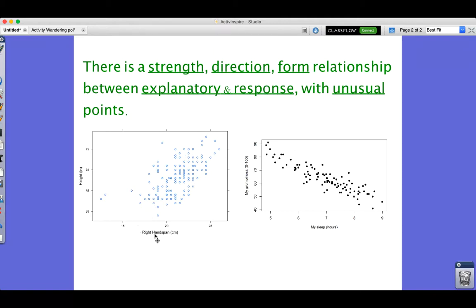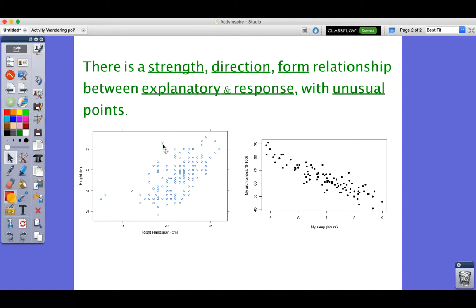So for this one, the explanatory variable is your right hand span, which is how wide your hand is from like your pinky to your thumb, and using it to predict height. So I might say there is a weak, positive, linear relationship between right hand span and height. And then you can say with an unusual point where someone had a hand span of only 19 centimeters but was more than 75 inches tall. Maybe this person as well, who had a hand span of 18 but was less than 60 inches tall.